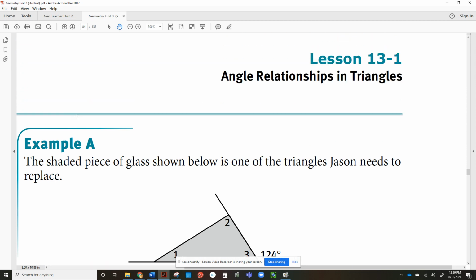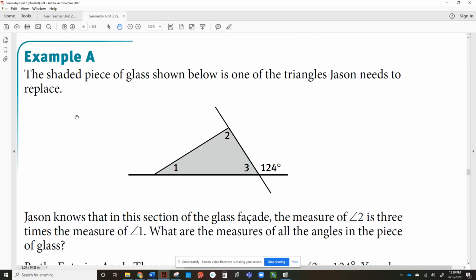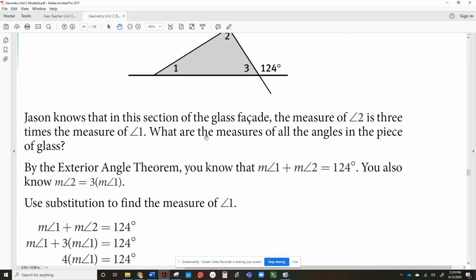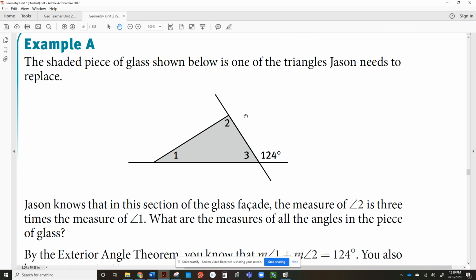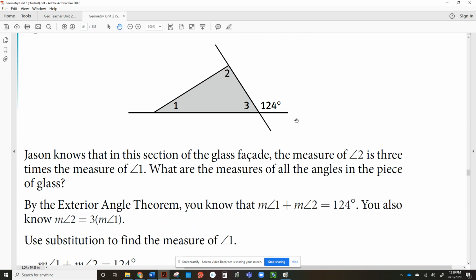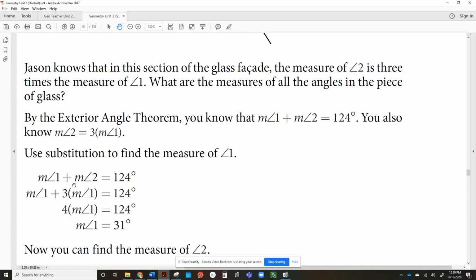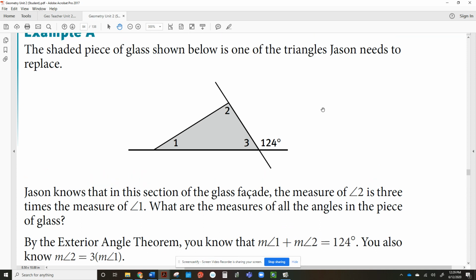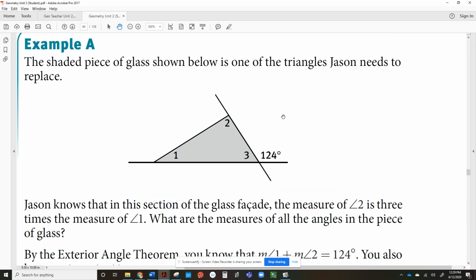That, and I'm not sure what page, 184. They work it out for you. I'm going to do it a little bit differently just to give you another option. They use the measure of angle 1, and sometimes I just don't like to do math with the geometry notations. So it tells us that Jason knows this section of glass facade.